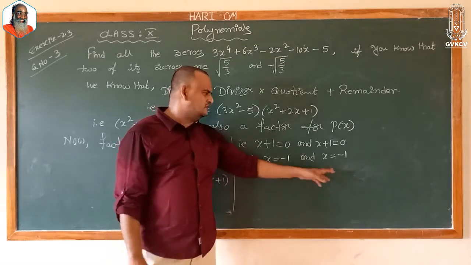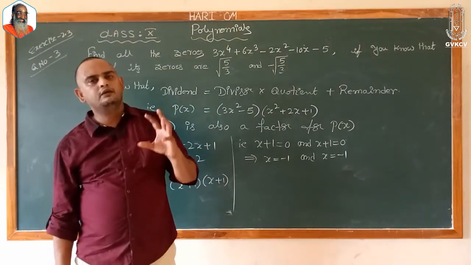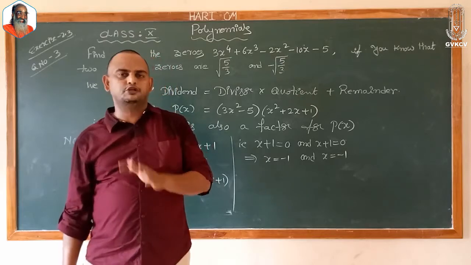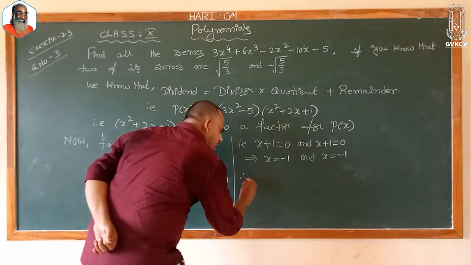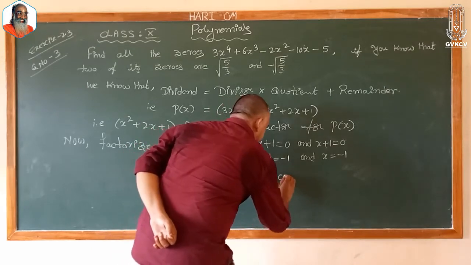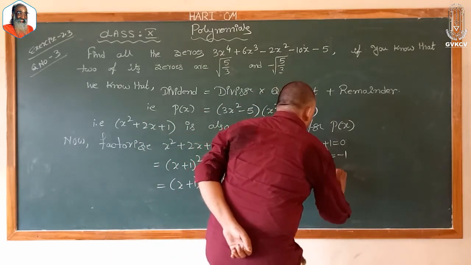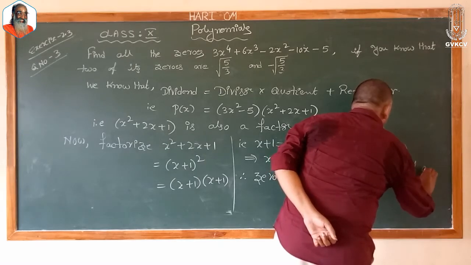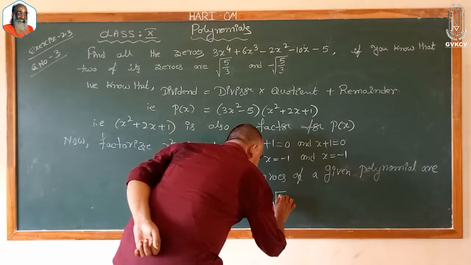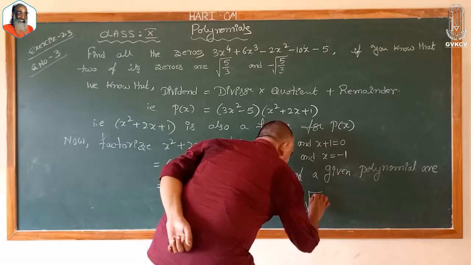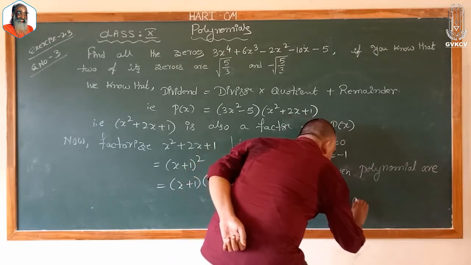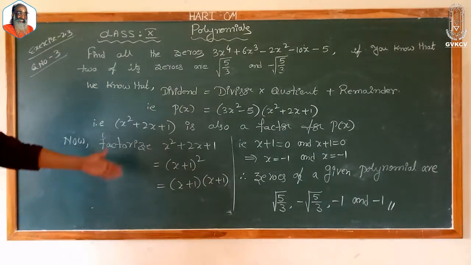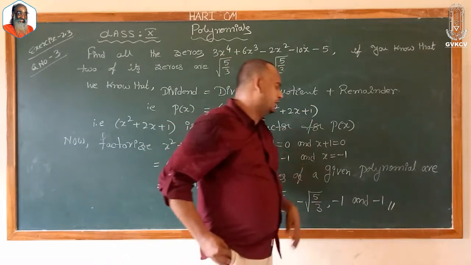Now you may ask, sir, minus 1, same values, how can we take? So the zeros may be equal. You may have the same zero several times also. There is no problem at all. So therefore the zeros of the given polynomial are, what are the zeros we have? The first zero I have root 5 by 3. Next I have minus root 5 by 3. Next I have minus 1 and minus 1. These are the total 4 zeros we have for the given 4th degree polynomial.